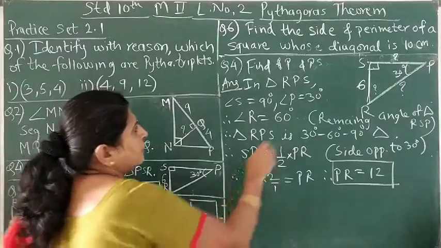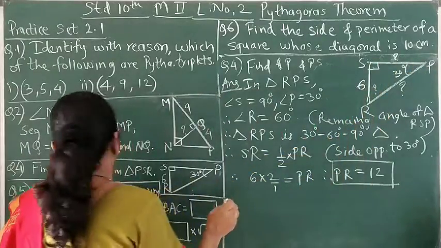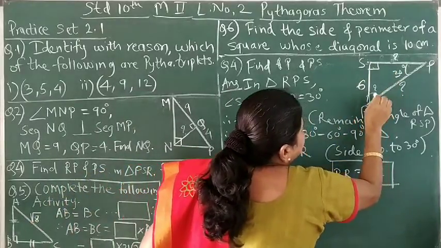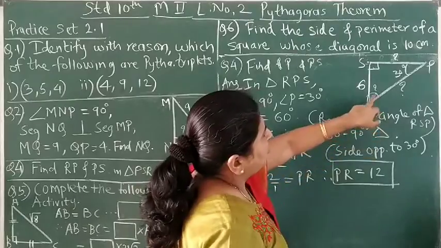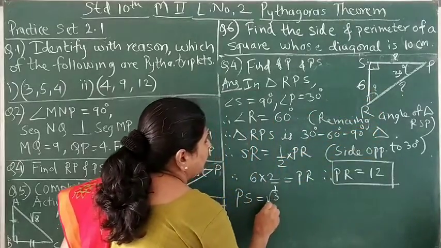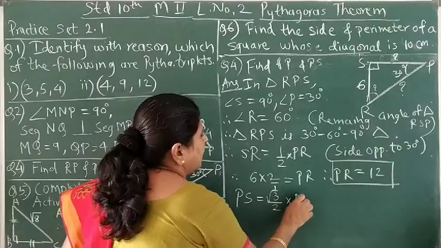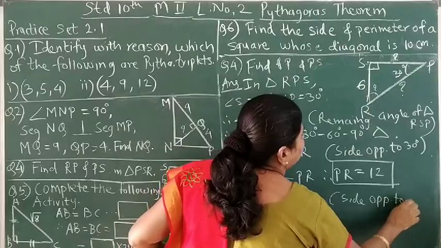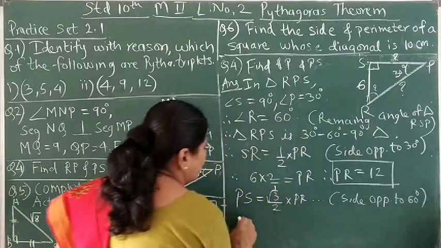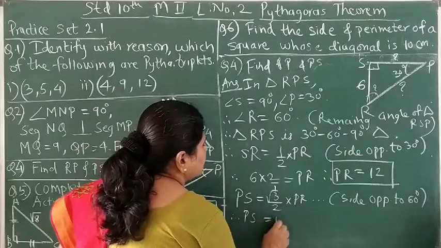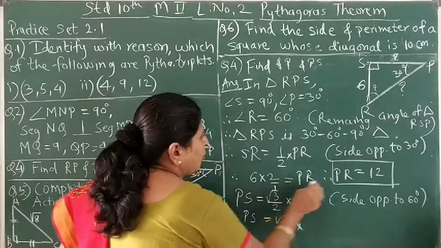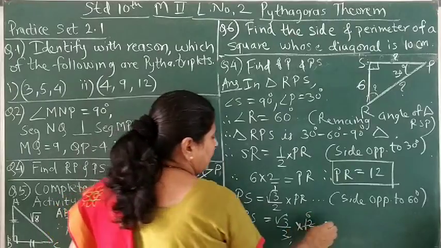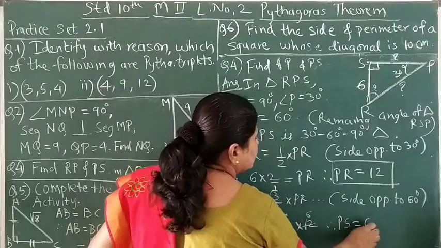Now for finding this SP, or PS, PS is the side which is opposite to this 60 degree angle. Opposite to 60 degrees is root 3 upon 2 of the hypotenuse PR. The reason is side opposite to 60 degrees. And that's why your PS is going to be root 3 upon 2 times PR. Now we have got PR, which is 12. Let's simplify this. 2 1s are 2, and 2 6s are 12, and therefore PS is equal to 6 root 3.